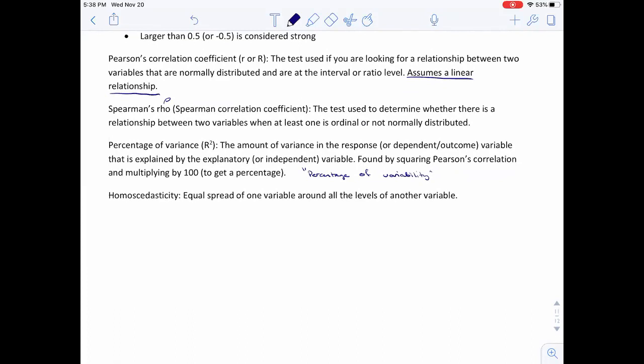And finally, with not a whole ton of time to spare, homoscedasticity is not going to come up on the final, but I thought I'd throw it on here just in case. It's the equal spread. So one of the assumptions for a correlation is that we have homoscedasticity, meaning we have equal spread around this kind of imaginary line of best fit.